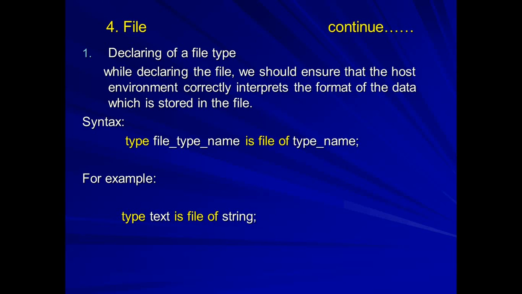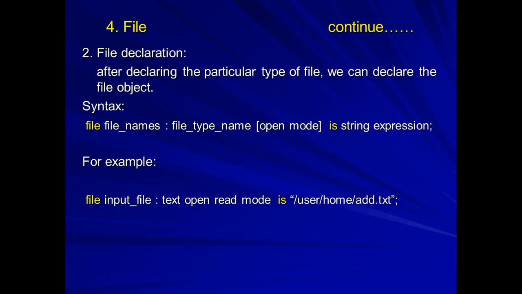First, declaration: how to declare a file type. While declaring the file, we should ensure that the host environment correctly interprets the format of data which is stored inside the file. Let's see the syntax. type file_type_name is file of type_name. Here file_type_name is the name of that file and it is of the type type_name. Example, type text is file of string, means text is nothing but the file which includes all the strings, that is the characters.